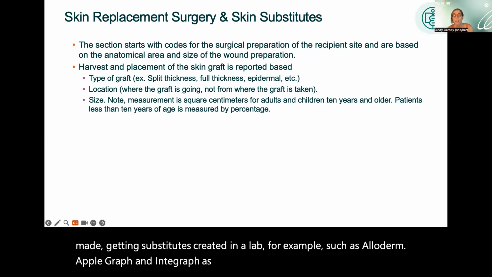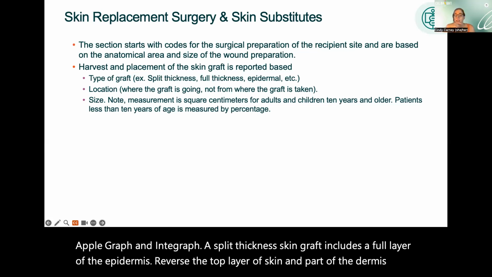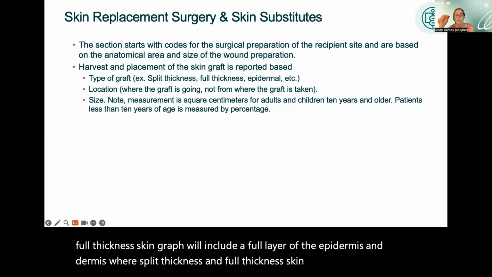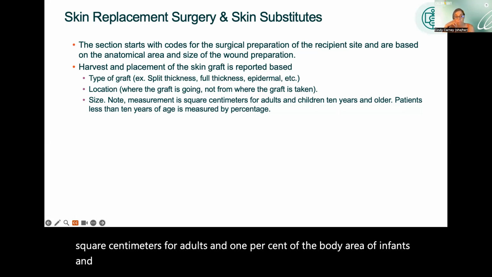A split thickness skin graft includes a full layer of the epidermis, remember that's the top layer of skin, and part of the dermis. The full thickness skin graft will include a full layer of the epidermis and dermis, where split thickness and full thickness skin grafts are reported by square centimeters for adults and 1% of the body area of infants and children.